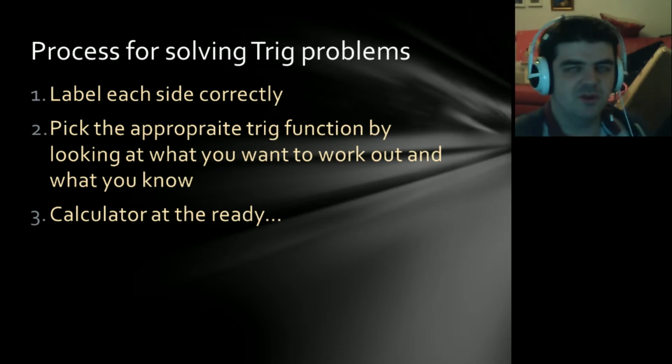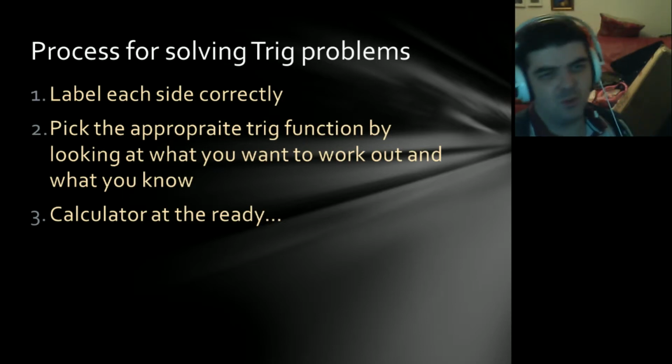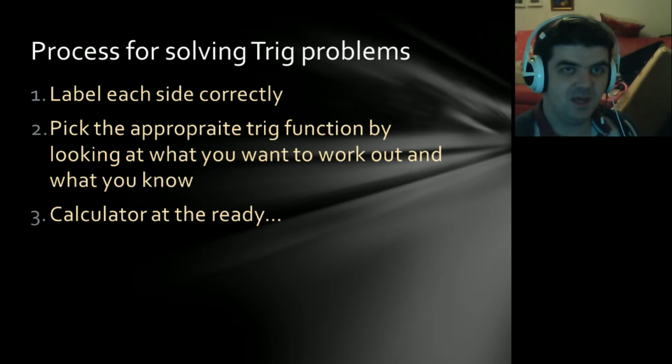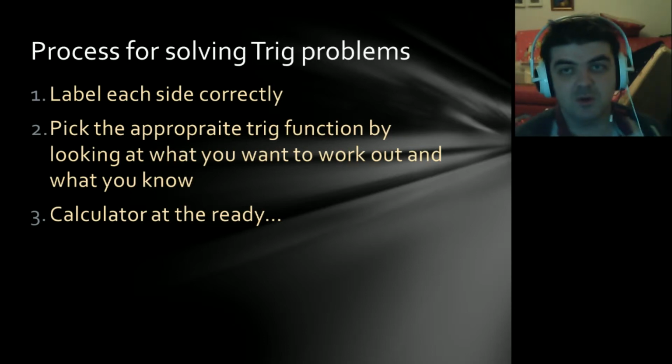We've just shown you how to do that before. Second bit, we're going to pick the appropriate trig function by looking at what we want to work out and what we know. You'll see this when we go through the couple of examples that we have. We will work out what we know and what we want to know, and then we'll use the appropriate trig function. And then step 3 is calculator at the ready.